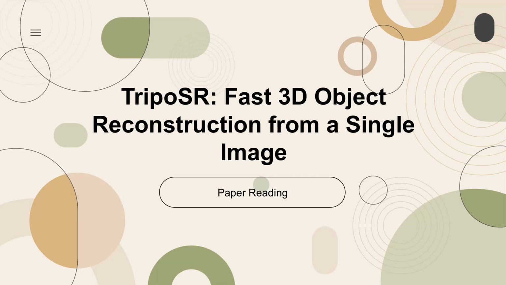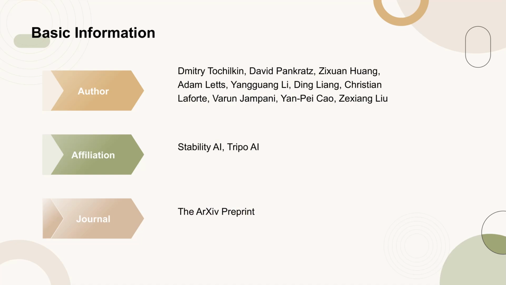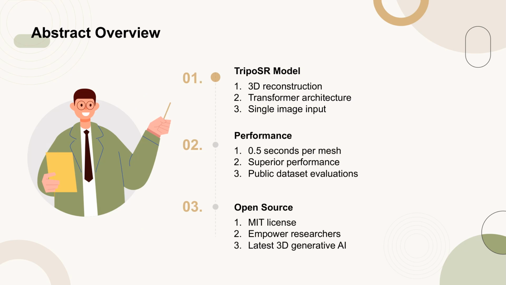Today's paper is titled, TripoSR, Fast 3D Object Reconstruction from a Single Image. This paper was published on the arXiv preprint by Dmitry Tochilkin and colleagues from Stability AI and Tripo AI. The TripoSR model is introduced as a 3D reconstruction tool that utilizes a transformer architecture for rapid 3D generation. It can produce a 3D mesh from a single image in less than 0.5 seconds.